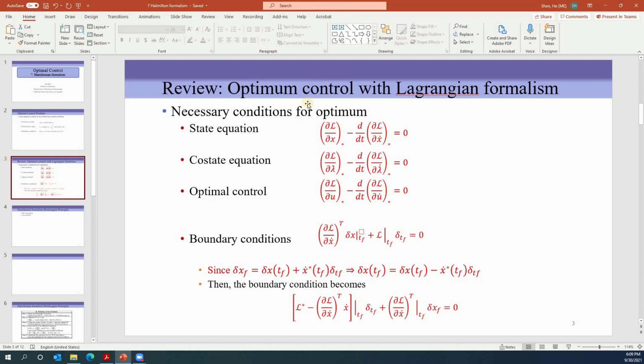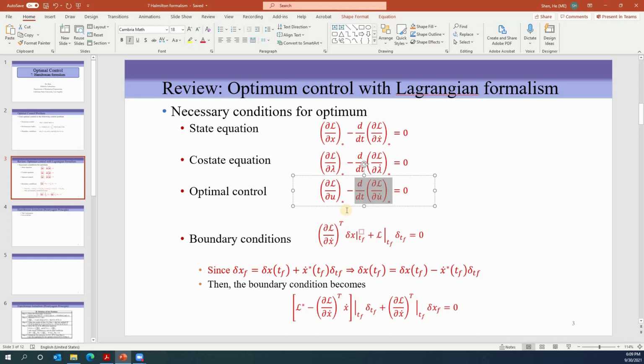For us to get optimal control, we have a state equation that needs to be satisfied. The state equation is partial L over partial x minus d/dt of partial L over partial x dot is equal to 0. And the co-state equation is partial L over partial lambda, so we replace the x by lambda. We also know that this co-state equation is the same as the dynamic equation. And for optimal control, partial L over partial u minus d/dt of partial L over partial u dot is equal to 0. This is the same as partial L over partial u is equal to 0. So this term is 0.